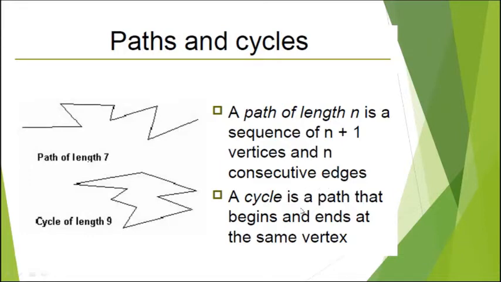Next, we have D. A cycle is a path that begins and ends at the same vertex. So if this is our vertex and we start here, 1, 2, 3, 4, 5, 6, 7, 8, 9, we have a cycle of length 9. Where it started is where it will also stop. A cycle is a path that returns to where it began.